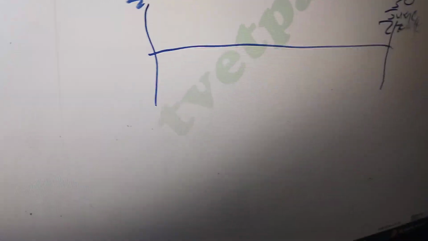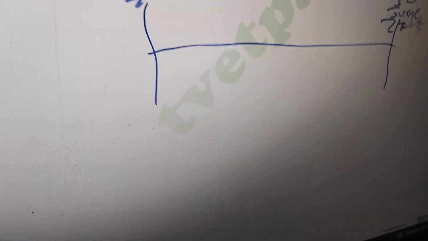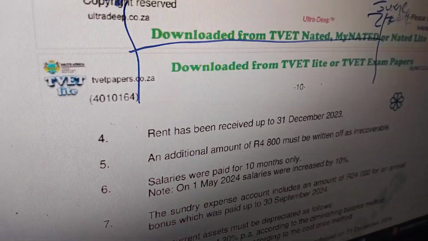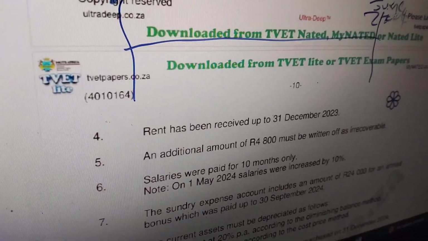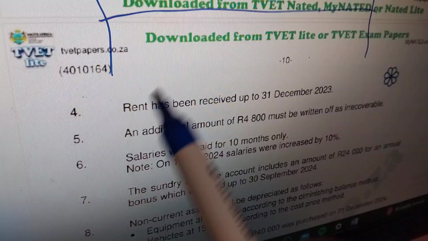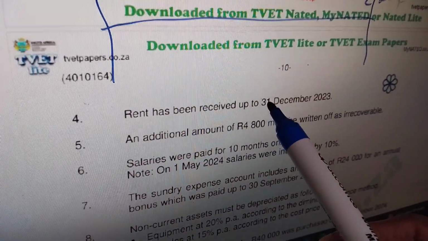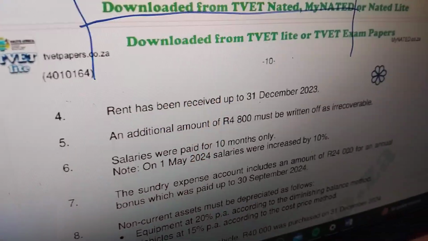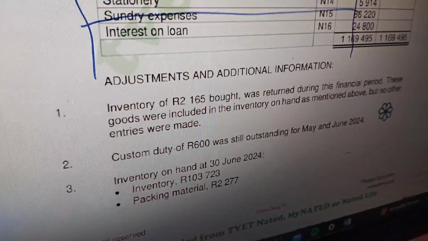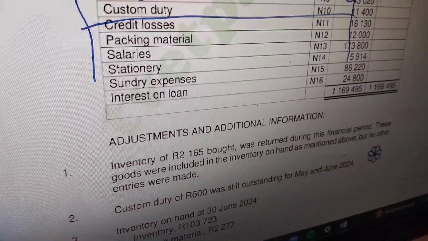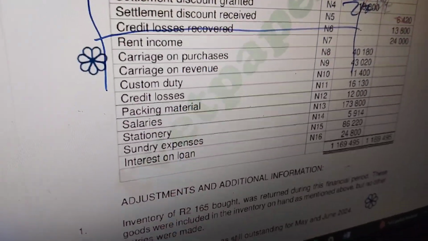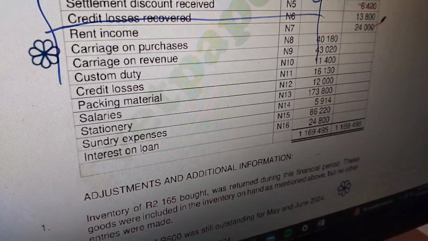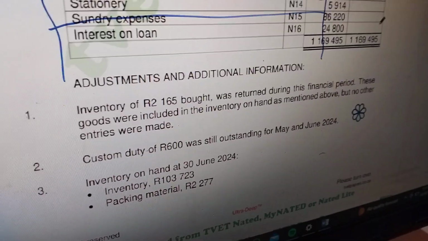So what they literally mean, let's go and check our rent. Our rent was received up until December. The rent has been received up until 31 December 2023. And then let's go and check the rent on the trial balance. The rent on the trial balance is how much? It is 24,000. This is the rent.